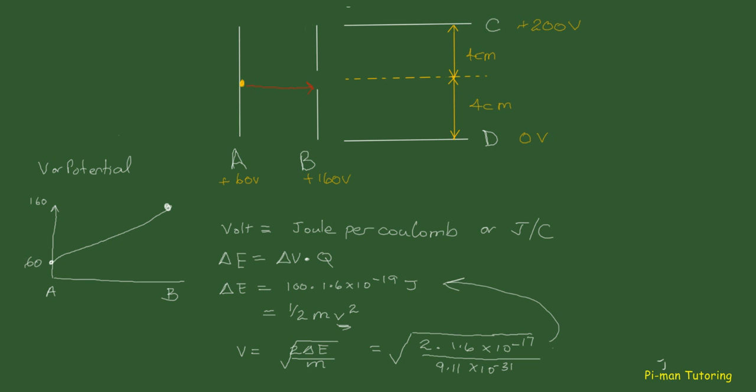Plug that into your calculator and you will obtain a velocity of 5.93 times 10 to the 6 meters per second. That is the velocity of the electron once it reaches plate B.